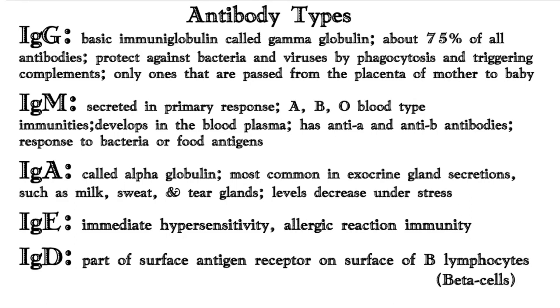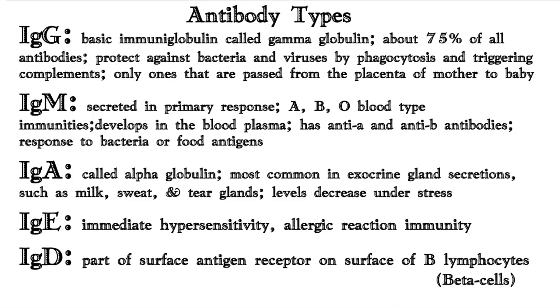Then we have immunoglobulin M, which is referring to the blood types. These are the blood type immunities. This develops in the blood plasma, and it has the anti-A and anti-B antibodies, which we'll look at in the next couple of slides. It's going to have a response to bacteria and food antigens.